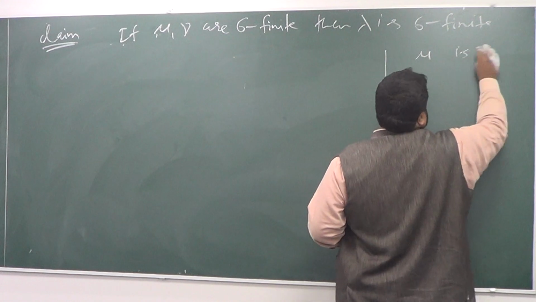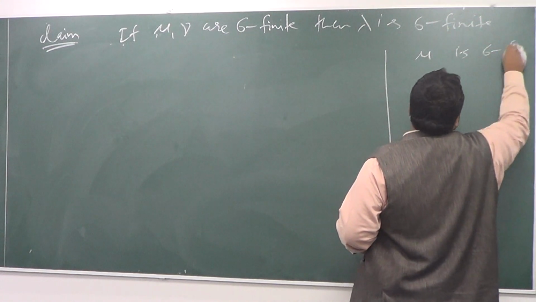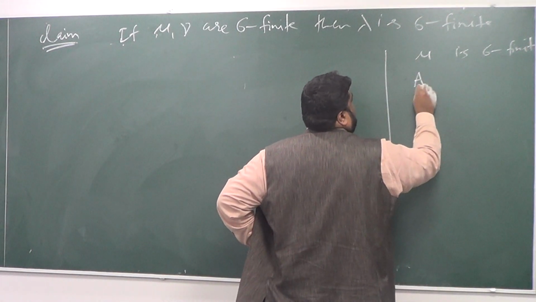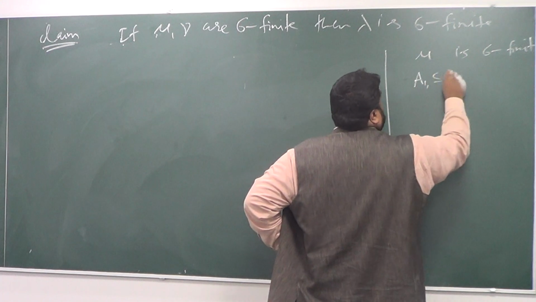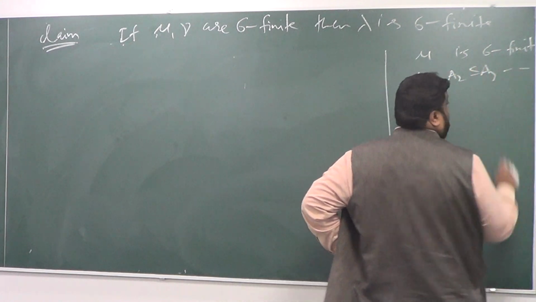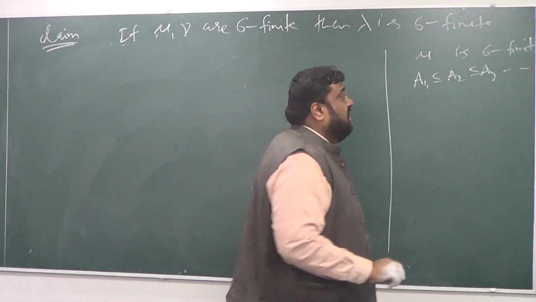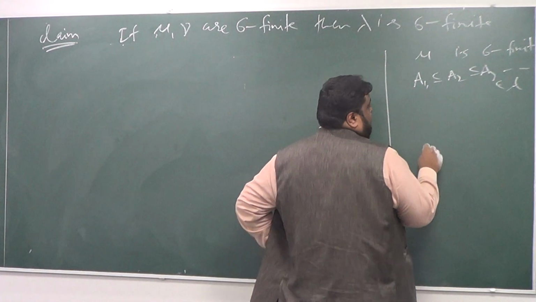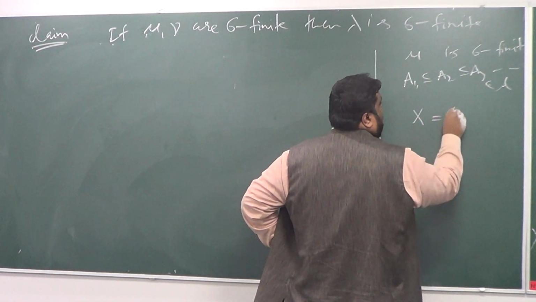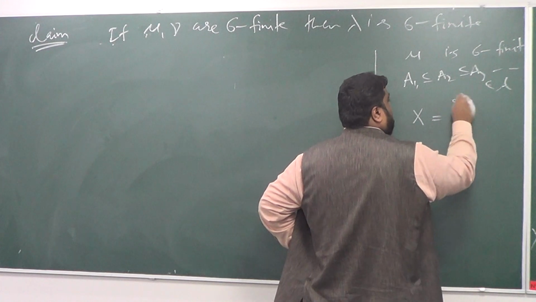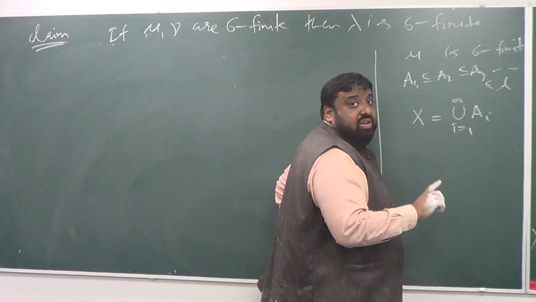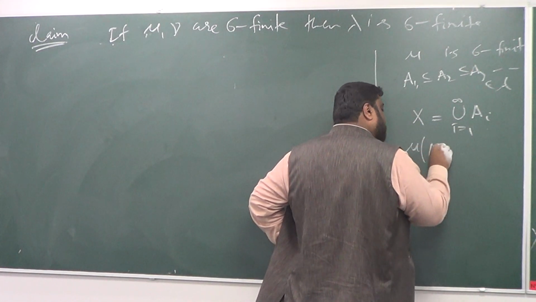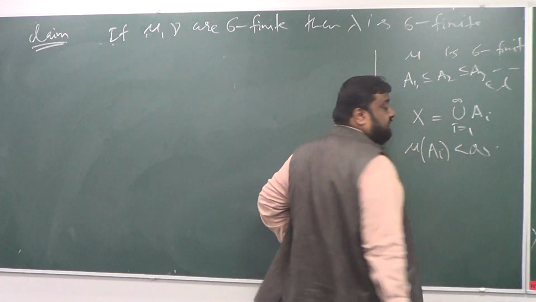Mu on X is sigma finite. This means that there is an increasing sequence, A1 contained in A2, contained in A3, and so on, of sets from calligraphic A such that their union over i equal to 1 to infinity of Ai is equal to the whole X, and the measure of each of these Ai is finite.